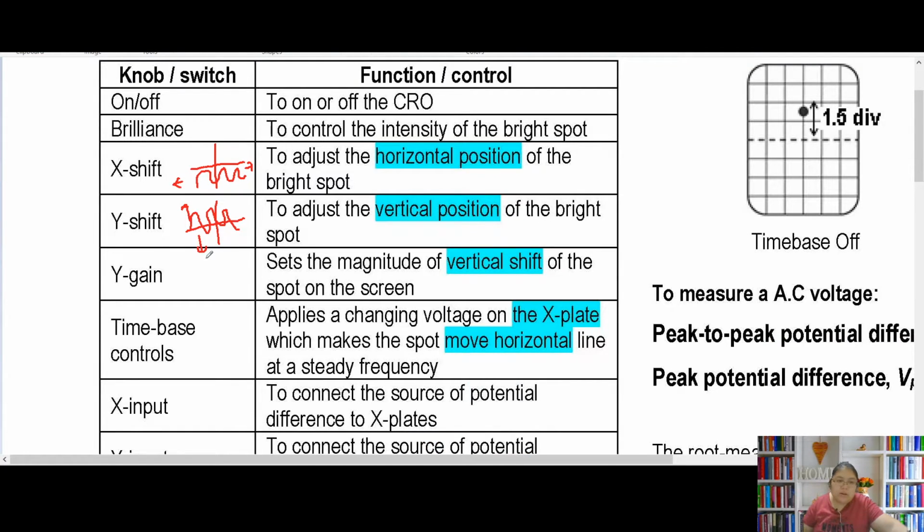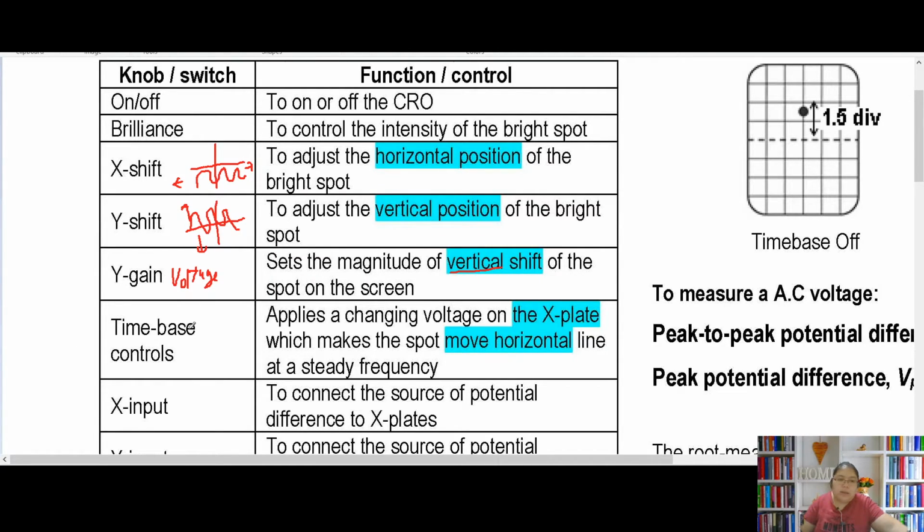Okay, Y gain is what? Y gain is a voltage. One of the buttons to control the voltage. Okay, voltage. So this one controls the voltage. They set the magnitude of the vertical shape of the spot on the screen. Okay, vertical. They just read vertical only.